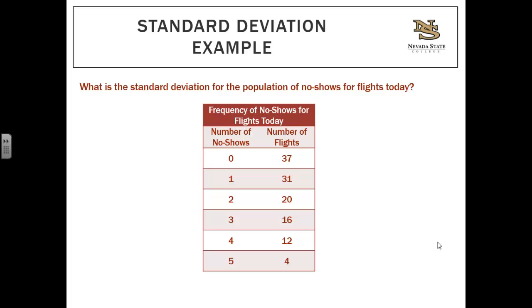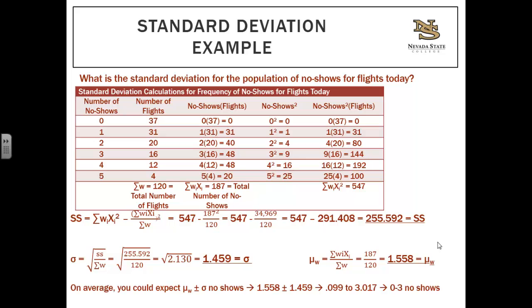Okay, so here's an example where we need to find the standard deviation for these no-show flights for today. So you've seen this table before. Now I'll show you how to use this information to find the standard deviation. Let me break this down so it's not so intimidating. All right, let me fix this real quick. You should fix this too on your slides.